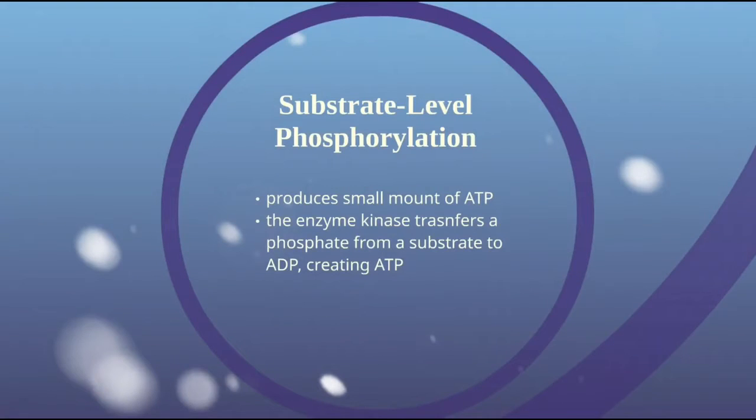Next up, we have substrate level phosphorylation. This produces a small amount of ATP during glycolysis and the Krebs cycle. During this process, the enzyme kinase transfers a phosphate from a substrate directly to ADP, forming ATP.